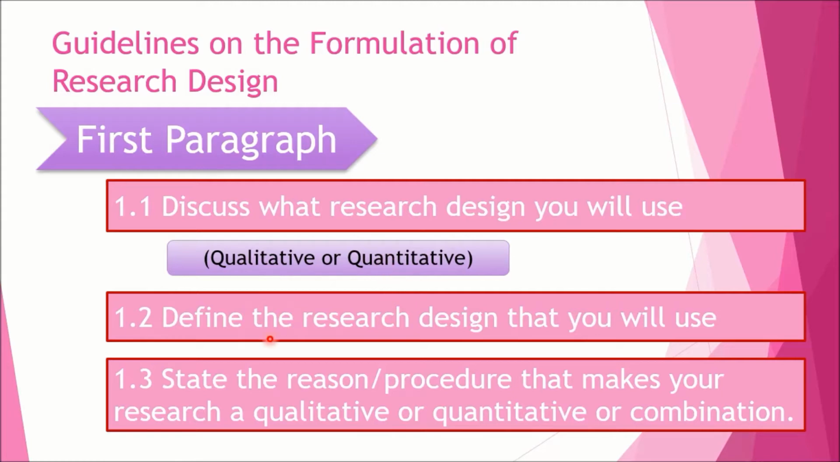So, you define it. And then, 1.3, state the reason, procedure that makes your research qualitative or quantitative or combination. So, sabihin nyo, bakit naging quali, bakit naging quanti yung inyong research? Or bakit naging mixed method yung research nyo? No? So, discuss nyo yun sa first paragraph. So, usually, this is 1.1, 1.2, 1.3. So, pinakamababa yung tatlong sentence.